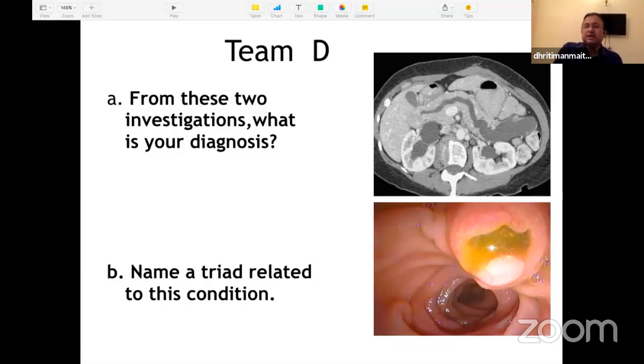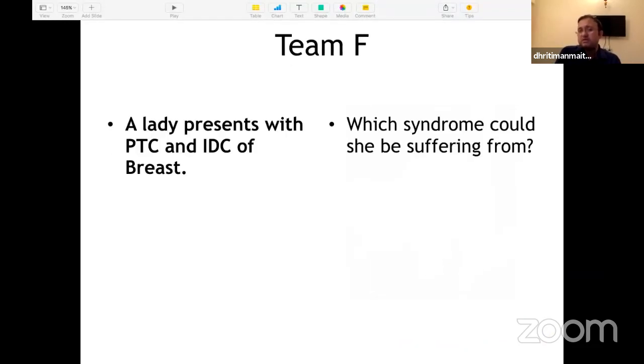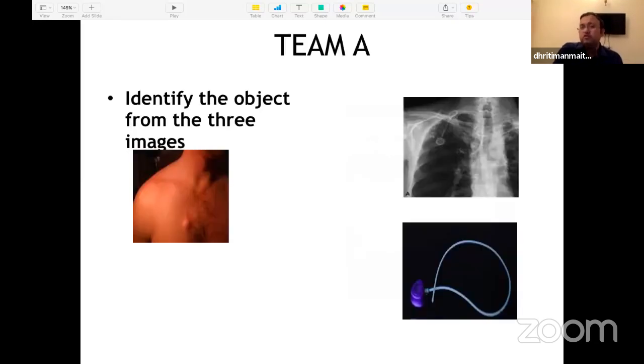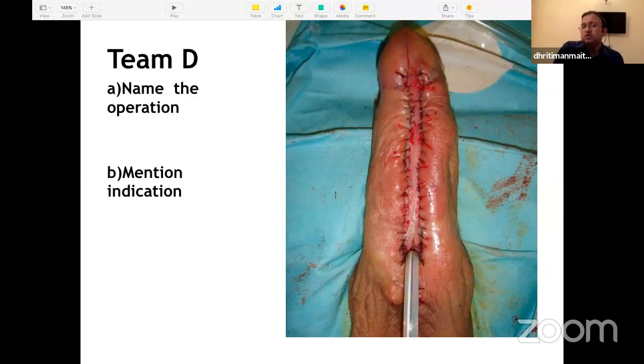This you have answered. A lady presents with papillary thyroid cancer and IDC of breast. It could be follicular thyroid cancer also. So the syndrome which is most common in such a setting is Cowden's syndrome. This you have answered. This is a CUSA, a Cavitron ultrasonic aspirator, which is used for liver surgery. This is a lay open urethroplasty. It is also called Johanson's urethroplasty, done for long segment urethral stricture of the penile urethra.